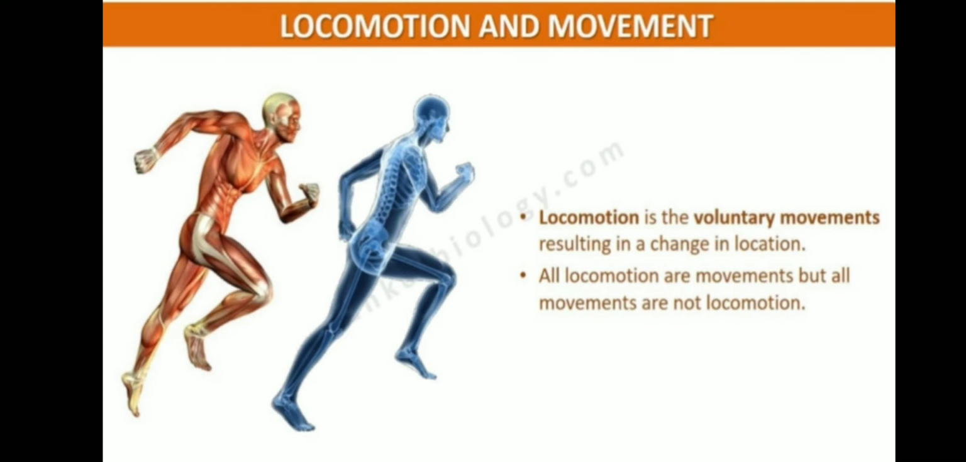Some of the movements result in a change of place or location. Such voluntary movements are called locomotion. Walking, running, climbing, flying, swimming, all are some forms of locomotory movements. Locomotory structures need not be different from those affecting other types of movements.